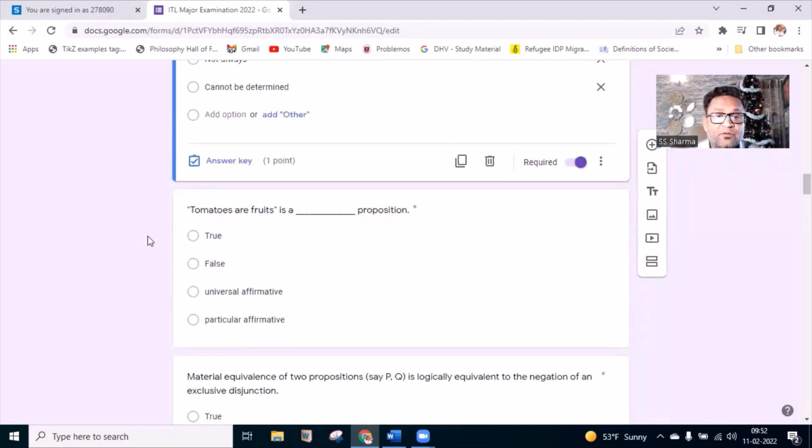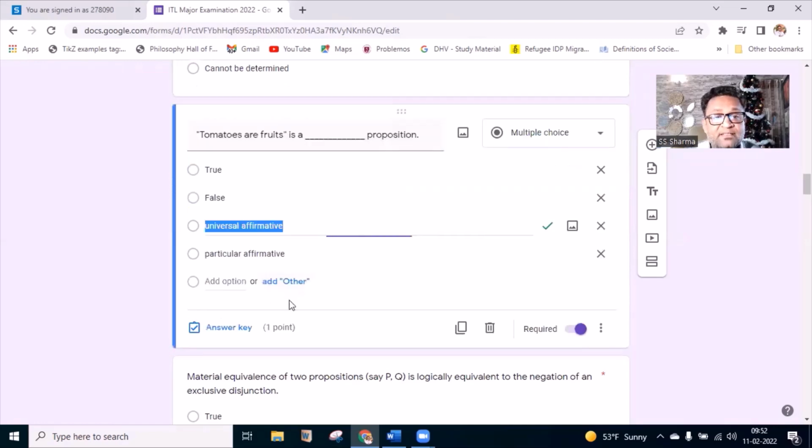Now, next question: tomatoes are fruits. It means that all tomatoes are fruits, right? So what kind of proposition is it? Is it a true proposition or a false proposition? There is a big argument on this, whether tomatoes are fruits or vegetables. But what you can safely say is that it is a universal proposition, because "tomatoes are fruits" will be symbolized as "all tomatoes are fruits," right? True and false can be a big argument. So the answer was universal affirmative.